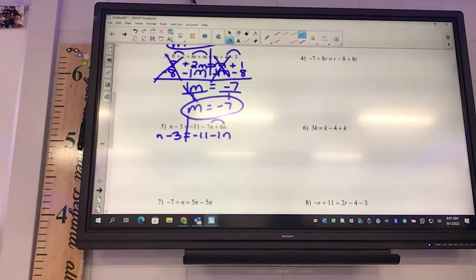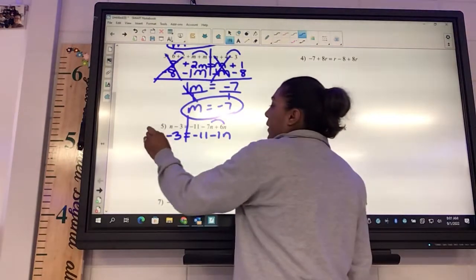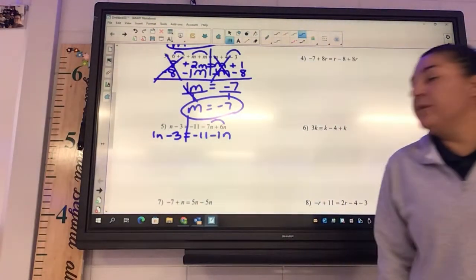Okay, when you know you need to combine, if you have more than 2 things on one side or more than 2 things on another side, you have to combine something, okay? If you have 1 or 2, that's okay, but if you have more than that, I can promise you need to combine. Okay, n, does it need moved? Is this a letter or a number? Letter, so we're not going to touch it. -3.